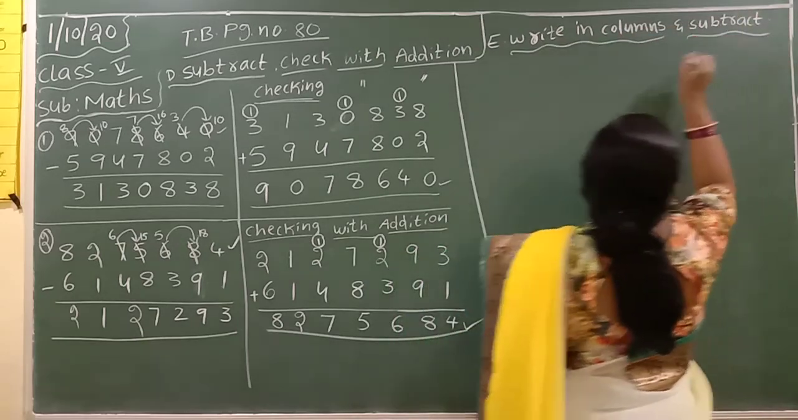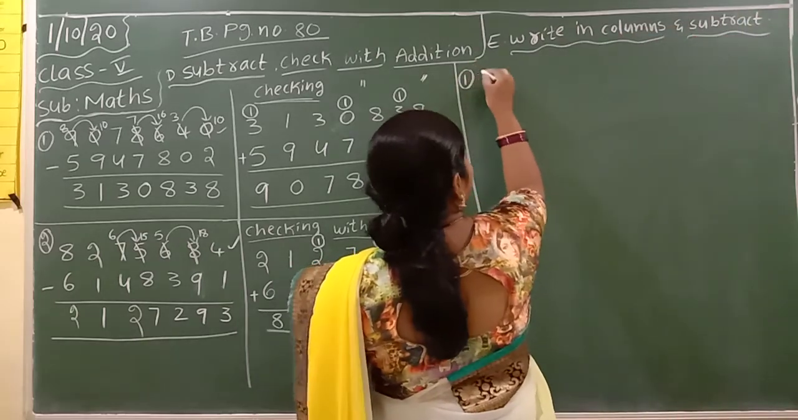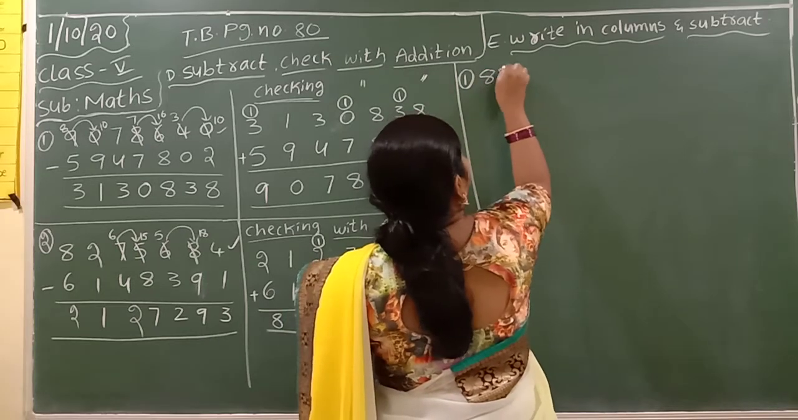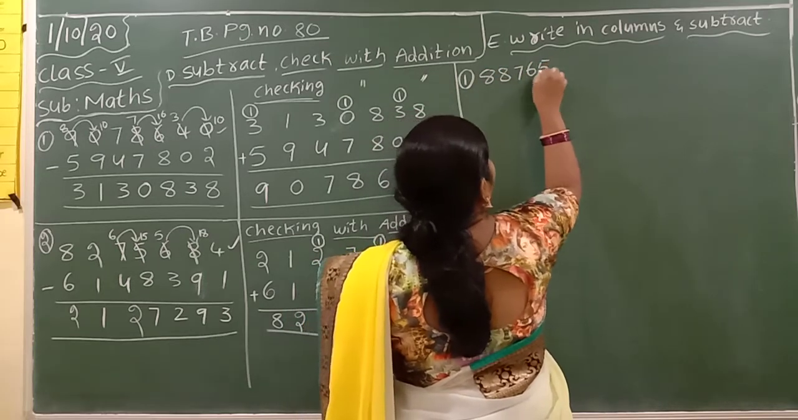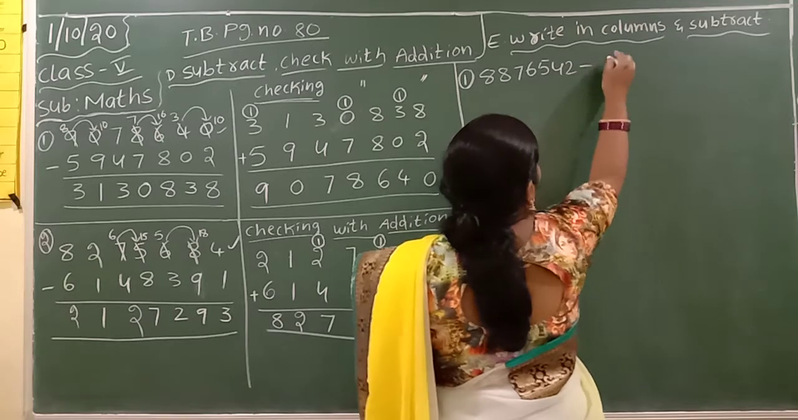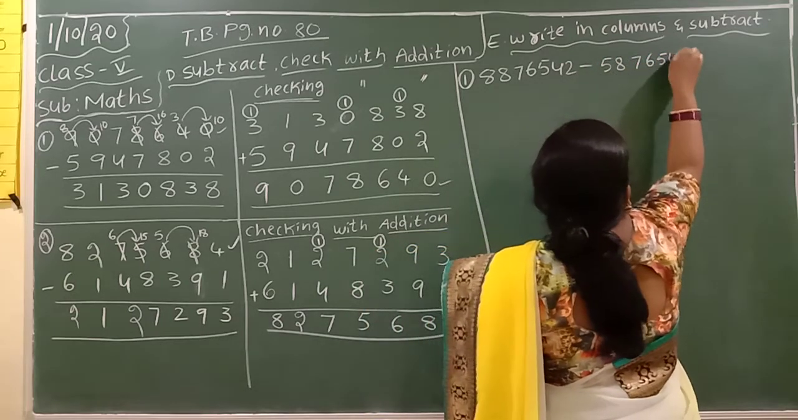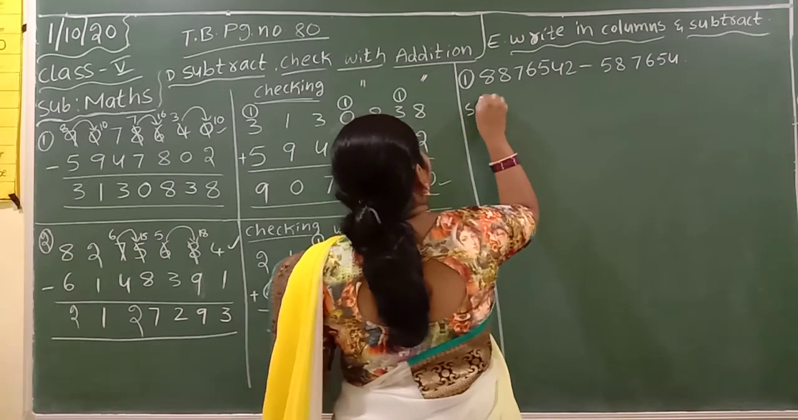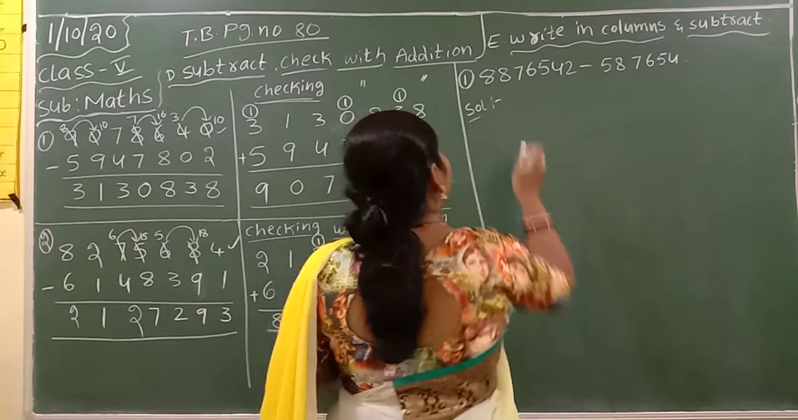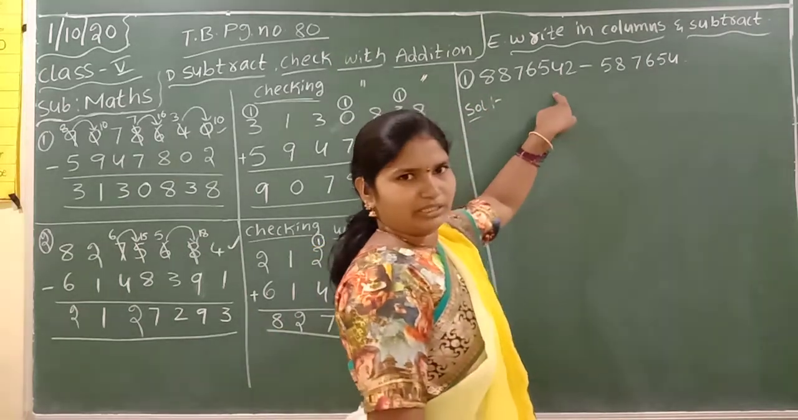Write in columns and subtract. In this first question, 887,6542 minus 5876,54. In subtraction, every time first write down the first number.